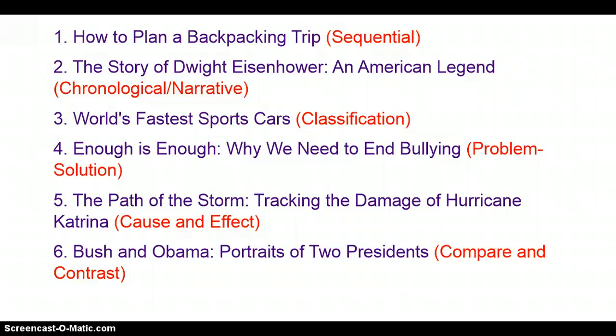Number 4, enough is enough, why we need to end bullying. In the title, there's a clear problem, bullying. And I know that the text is going to tell me how to solve the problem of bullying, so that uses problem solution. Number 5, the path of the storm, tracking the damage of Hurricane Katrina. This probably is going to be cause and effect because it's going to talk about the cause, the hurricane, and the effect, which is the damage.